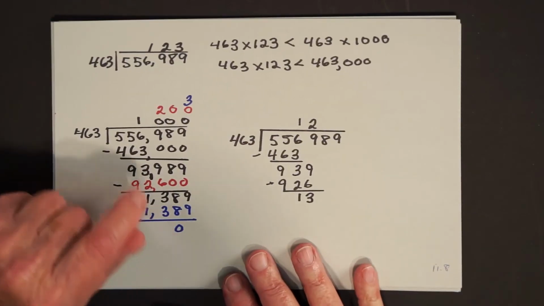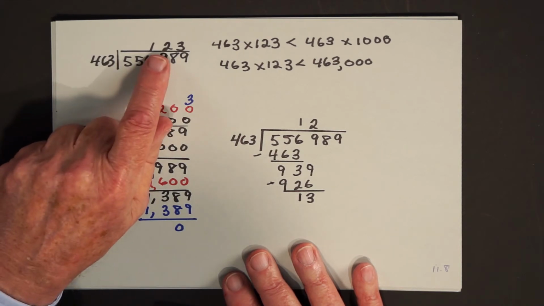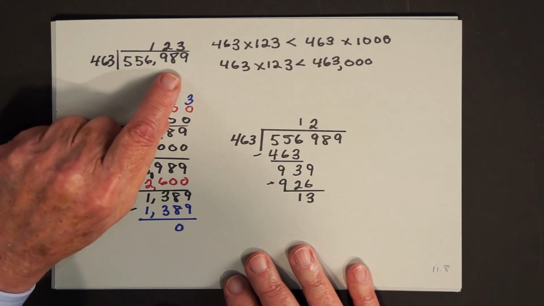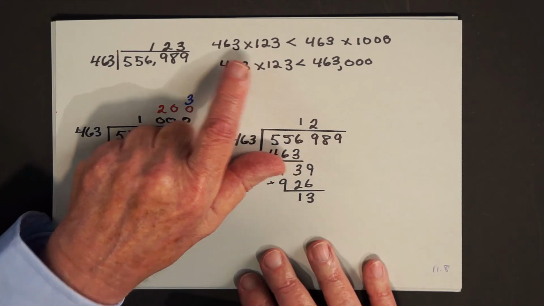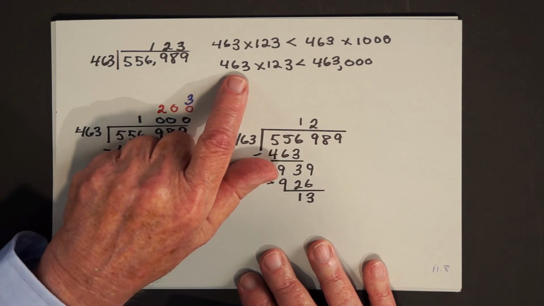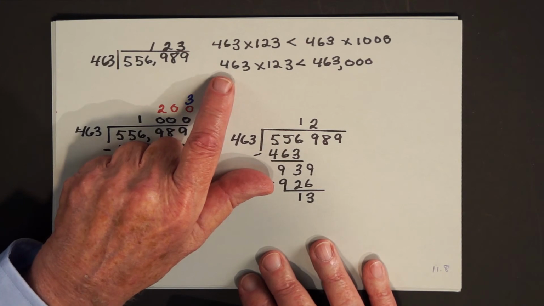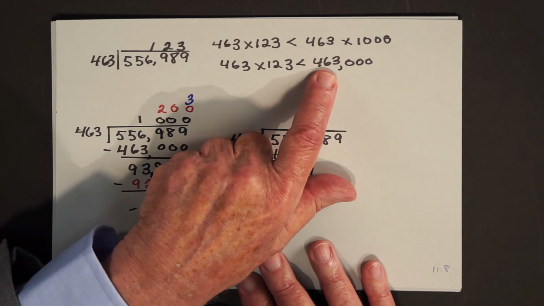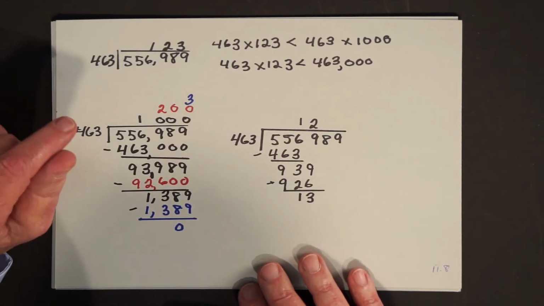Look what happens. If this was the right answer, what should happen? 463 times 123 should give you 556,989. Now, 463 times 123 is certainly less than 463 times 1,000. But 463 times 1,000 is 463,000. So in that case, we would have that 463 times 123 is less than 463,000, hence it's less than the correct answer. So something went wrong here.